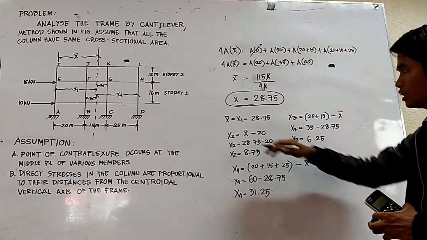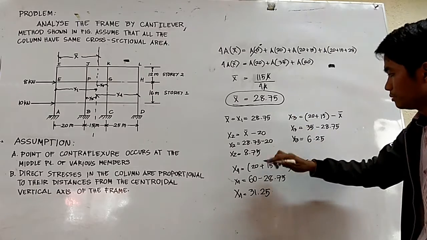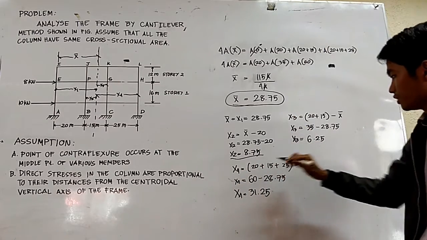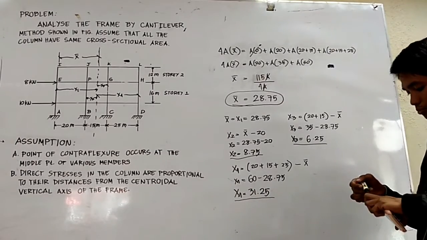So these are the values. To review: X1 is 28.75, X2 is 8.75, X3 is 6.25, and X4 is 31.25.